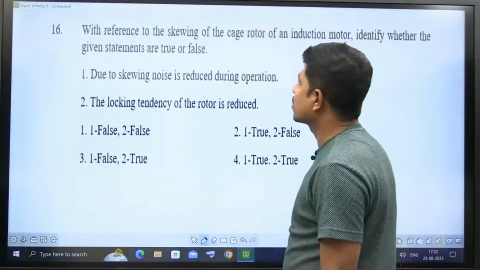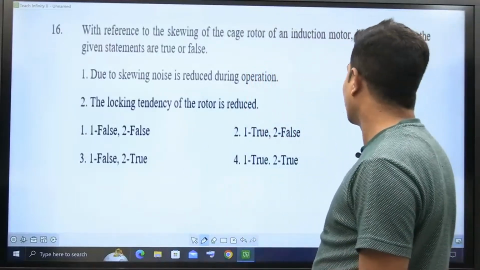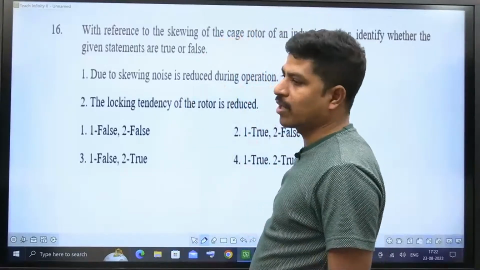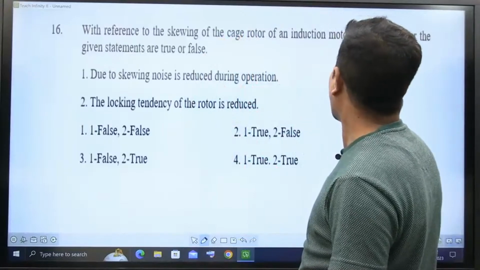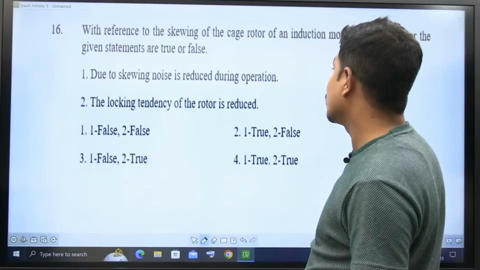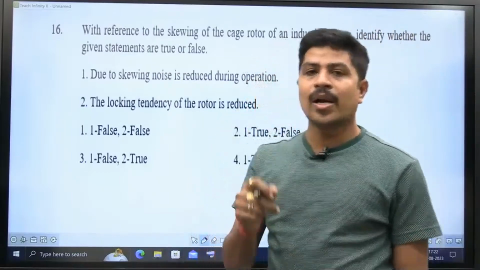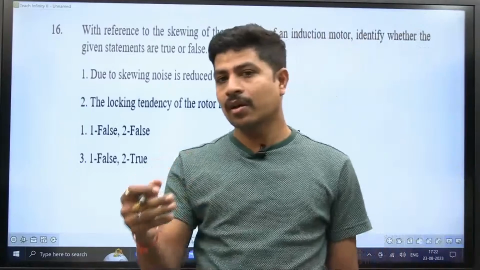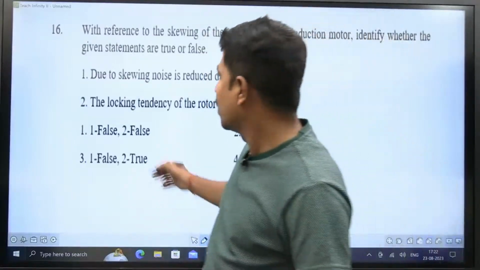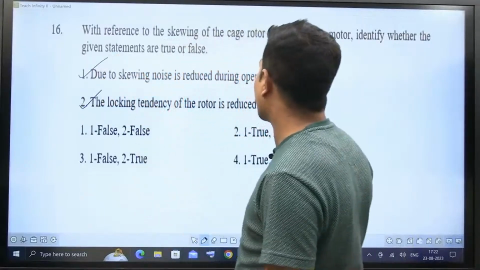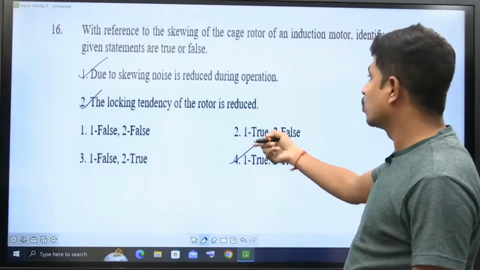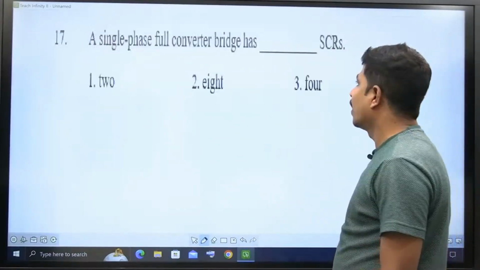Let's go to the next question. With reference to the skewing of the squirrel cage rotor of an induction motor, identify whether the given statements are true or false. Due to skewing, the noise is reduced during operation. What is the main advantage of skewing? Skewing of the squirrel cage rotor induction motor is to reduce the noise and to reduce the tendency of magnetic locking. Both options are true. The locking tendency of the rotor is reduced. Therefore, both the statements are true. Choice 4 is perfect for that. Let's go to the next question.